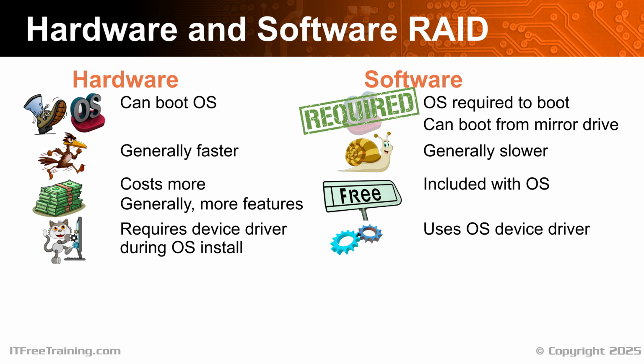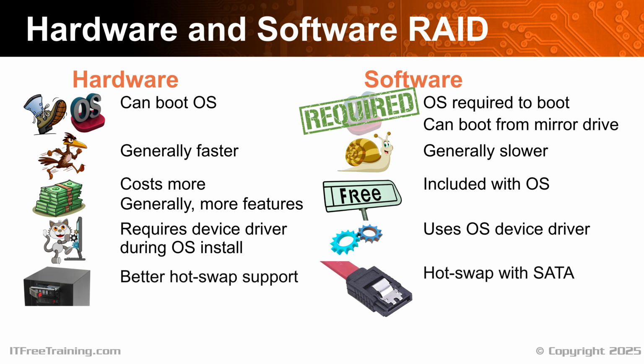Hardware RAID generally offers better hot swap support. If you have a failed storage device, it is generally a simple matter to pull it out and put in a new one. Nowadays, software RAID also has hot swapping using SATA. SATA hot swapping will need to be enabled in the computer setup and must also be supported by the motherboard.